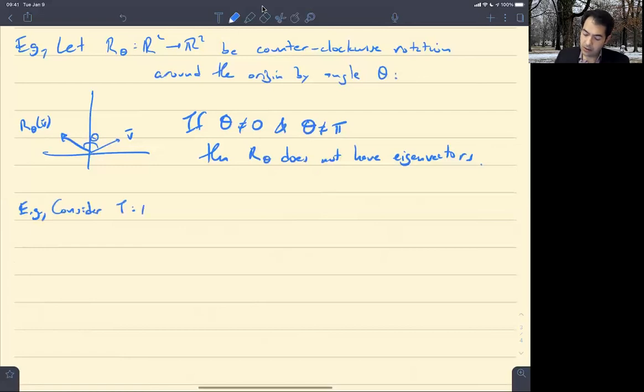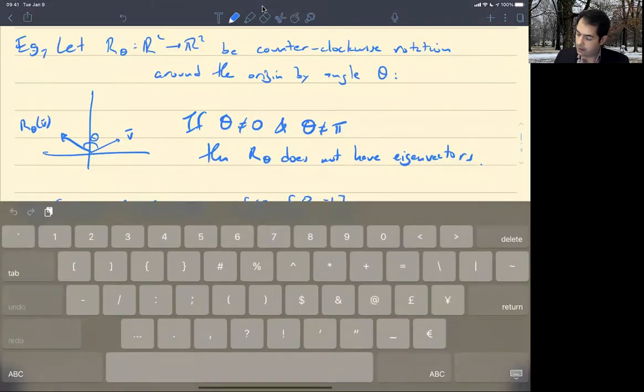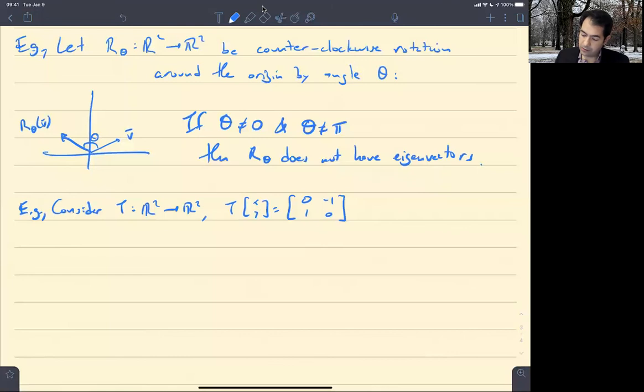consider T from R2 to R2, T of (x, y) equals the matrix [0, 1; -1, 0] times (x, y). Later we'll see that this matrix multiplication is intimately related to rotation by 90 degrees. But right now, let's not worry about that. Let's just take it as an algebraic map. You're just multiplying by this matrix. Here you go. Let's look for eigenvectors.